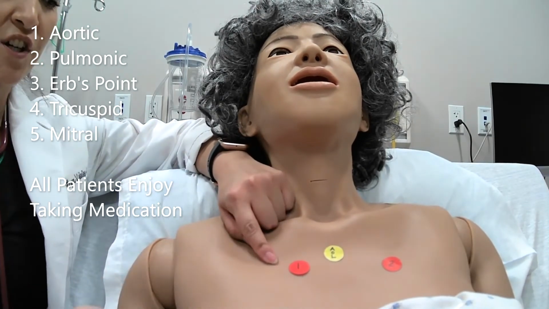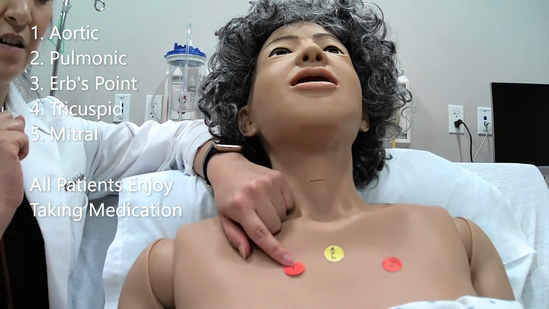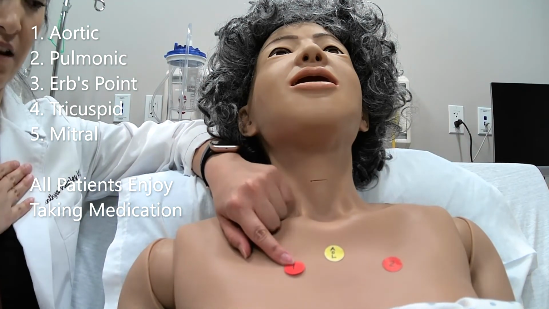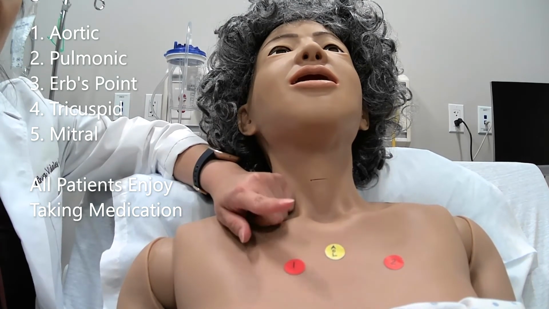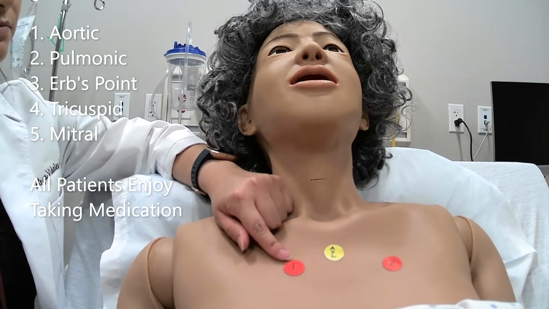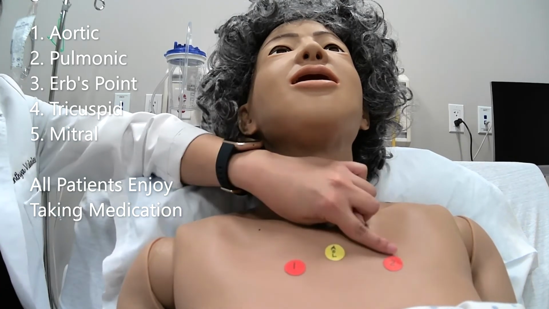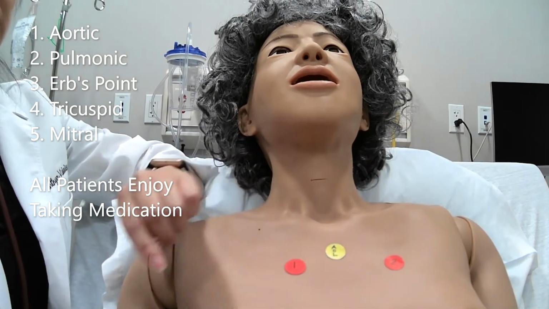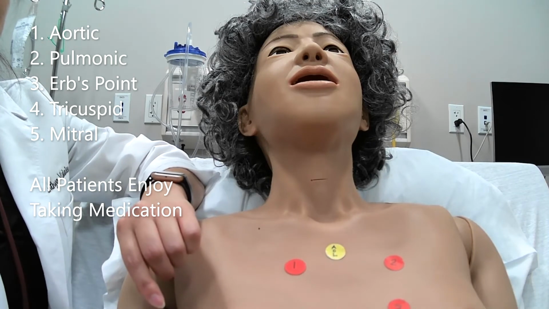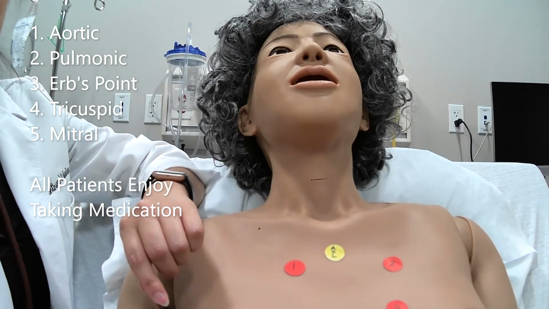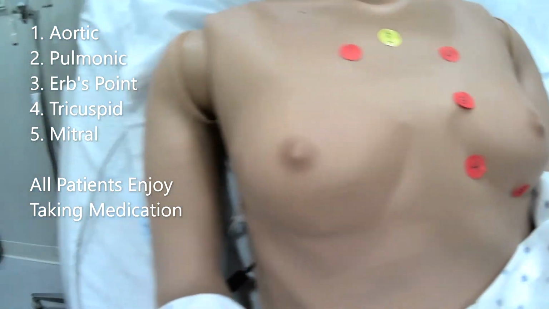So you're going to have 5 different spots that you're going to listen to on the chest, on the heart, okay? For the heart sounds. You're going to have the aortic, sorry, the aortic, the pulmonic, Erb's point, tricuspid, and the mitral. Okay.